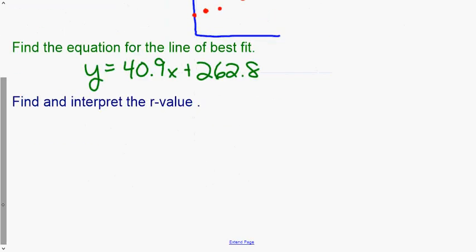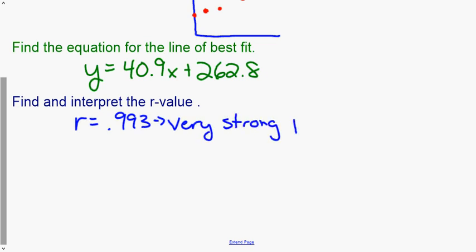It's going to say find and interpret the R value. Again, this is off of your calculator screen. So you get R equals 0.993. That's a very strong positive correlation.